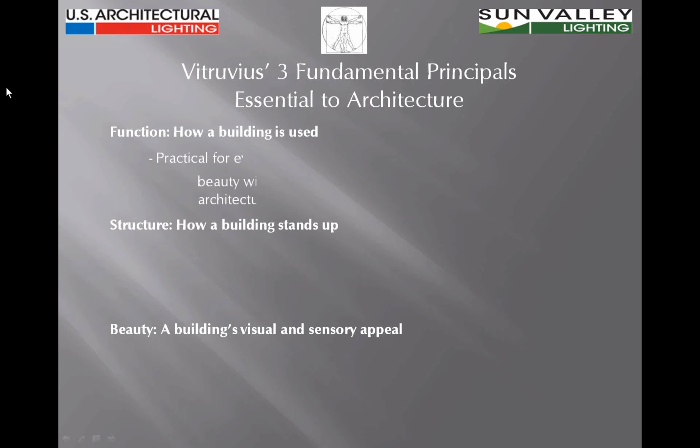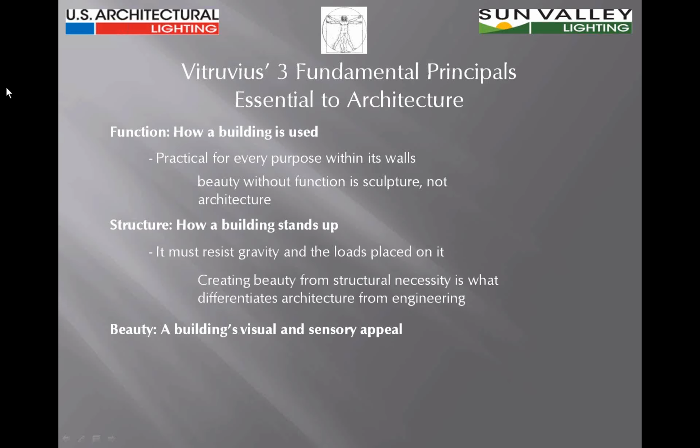Function, in how a building is used, was important because it had to have a practical purpose for what was going on inside of it. If there was no practical purpose for the building, then it was beauty without function. It became sculpture. It was not architecture. On the subject of structure, or how a building stands up, Vitruvius said that it has to resist gravity and the loads based on it in order to stand up, but that structural necessity should be created from something beautiful. And that's what differentiates architecture from engineering.